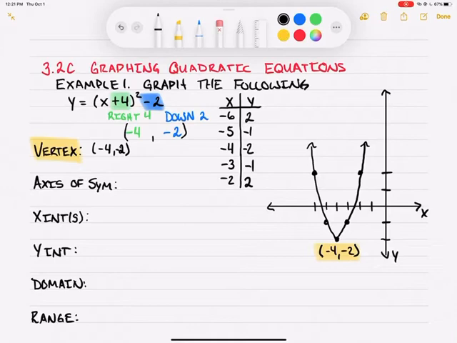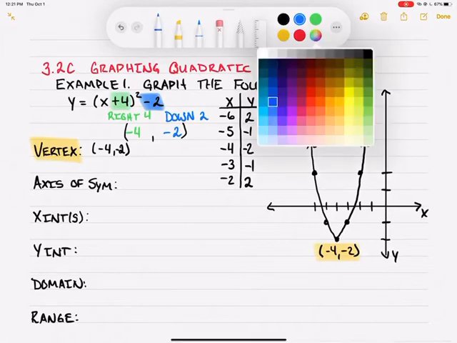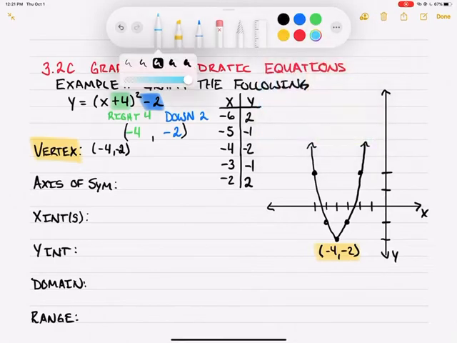Okay. Next, what I'm going to do is find the axis of symmetry. I know that the axis of symmetry is the vertical line that cuts my graph in half. So if I cut my graph in half with the vertical line, this is my axis of symmetry. The axis of symmetry always comes from the x value of your vertex. So our vertex has an x value of negative 4. This means our axis of symmetry is x equals negative 4.